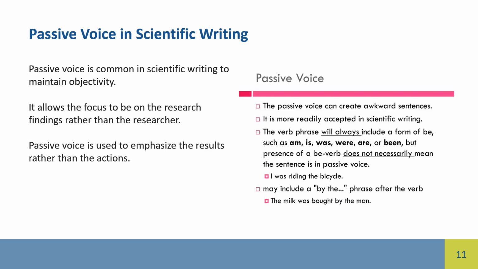And the next one is passive voice in scientific writing and how to use passive voice in scientific writing. Passive voice is common in scientific writing to maintain objectivity. It allows the focus to be on the research findings rather than the researcher. Passive voice is used to emphasize the results rather than the actions. The passive voice can create awkward sentences. It is more readily accepted in scientific writing. The verb will always include a form of be such as am, is, was, were, are, or been.